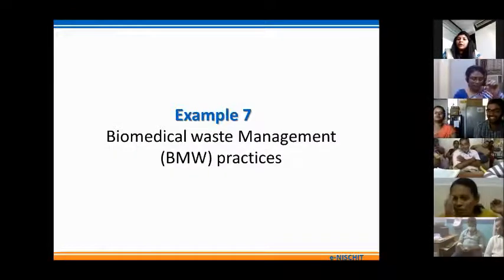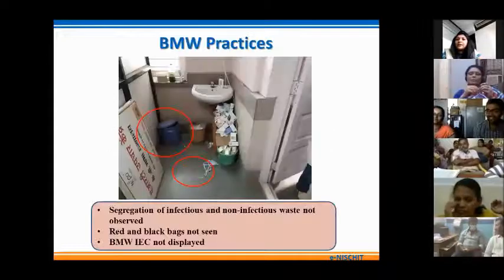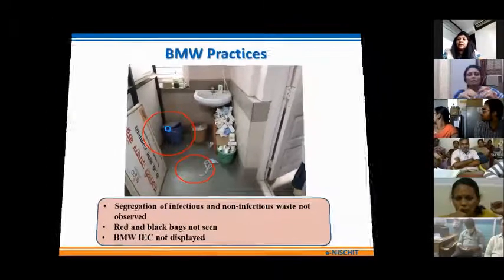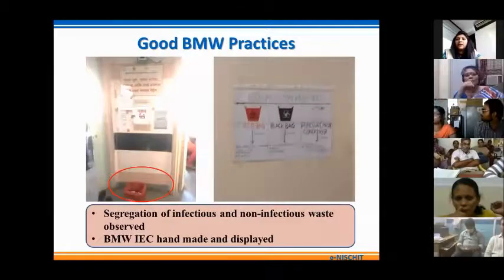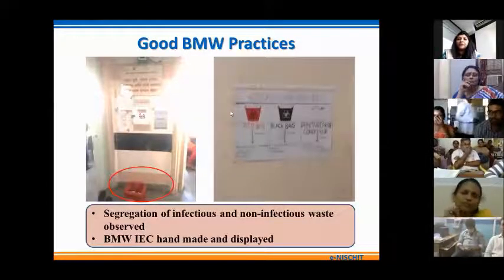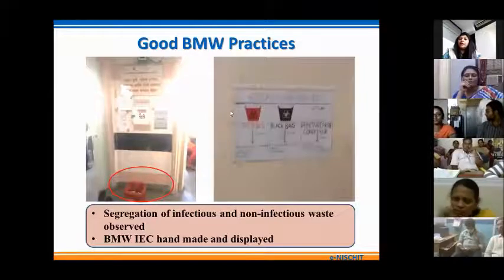Yes, last but not the least, biomedical waste management practices. Next slide. Here we are seeing that the infectious and non-infectious wastes are not segregated. The policy is not followed. It is not even displayed. So next slide, please. Good practices should be encouraged, and a written plan should be available. Not just availability of a plan is the only thing. The practices should be implemented, and they should be in place. Next slide, please.